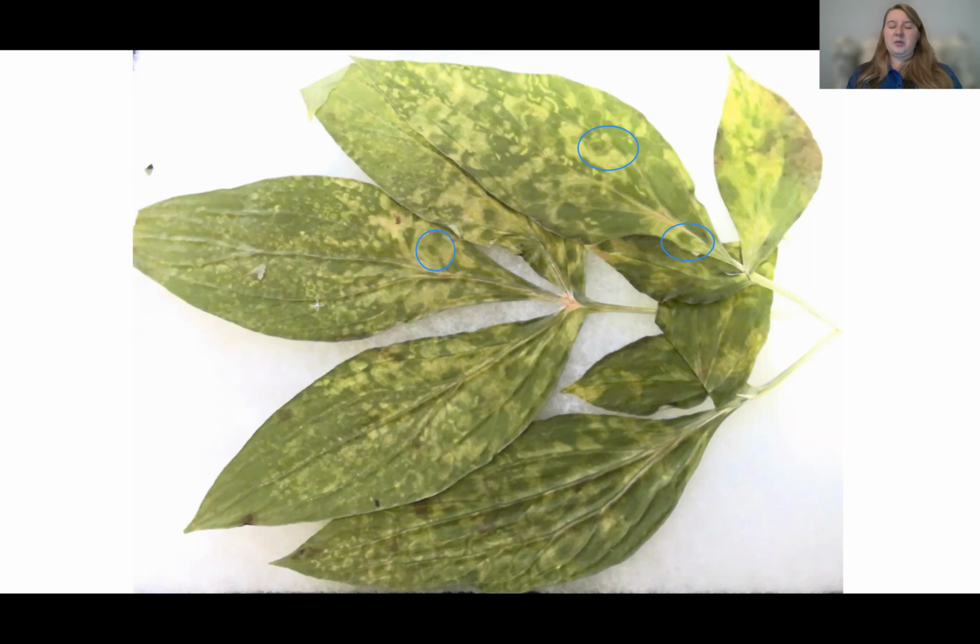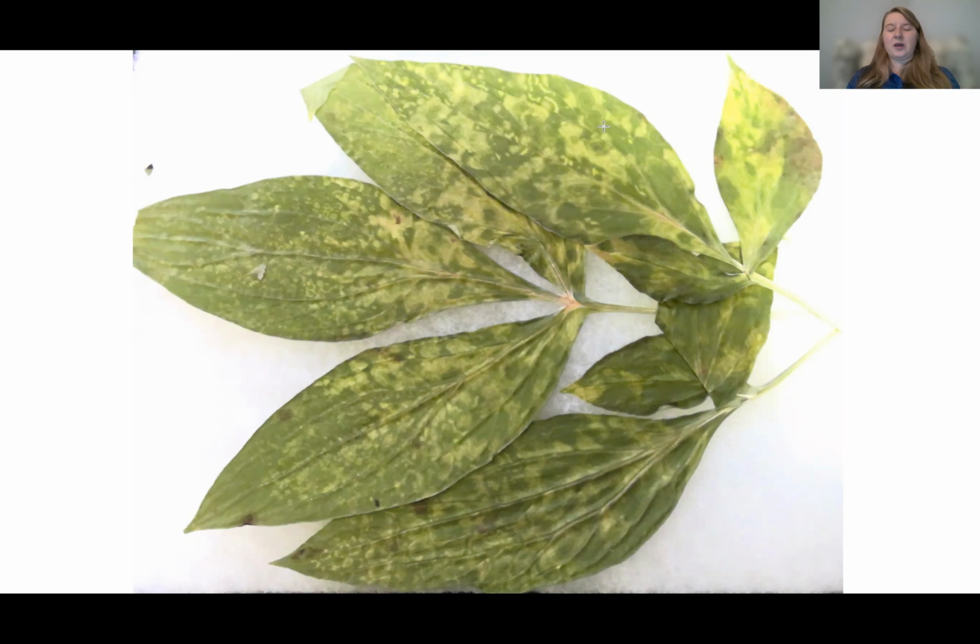This entire plant was infected with a virus. We would need to do extensive testing to be able to figure out specifically which virus it was impacted by. But again, when we start to see these symptoms, our mind goes one of two ways. It's either virus or it's some sort of chemical damage.